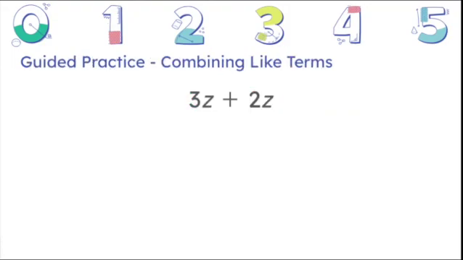Let's try a different example together. Here's an algebraic expression for us to simplify: 3z plus 2z. We can write out each coefficient and variable as repeated addition like this, then add them all together: z plus z plus z plus z plus z. Or we could use the faster and more efficient method of simply adding the coefficients, 3 and 2. If we do this, we get 5. Then we make sure not to forget to add the variable back onto our simplified coefficient, and we get 5z.